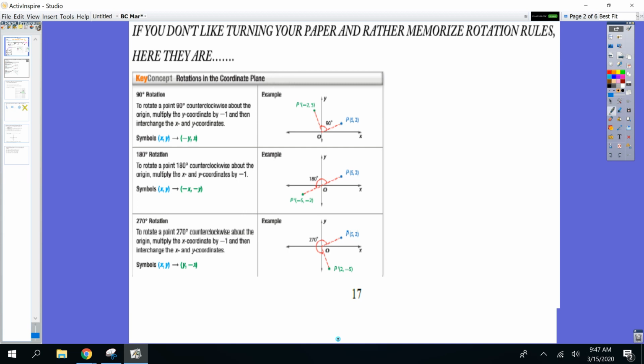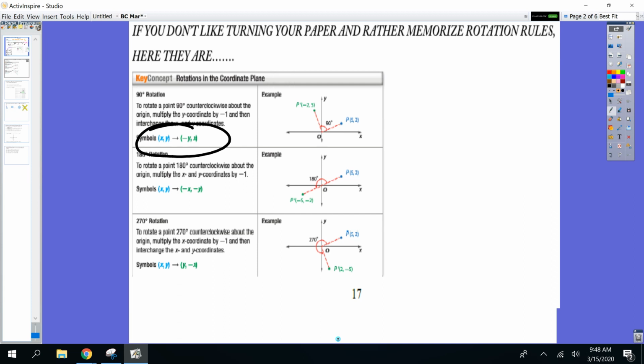So for example, if you ever needed to rotate anything 90 degrees counterclockwise, there's the rule. You take your coordinates, flip them, and change the sign on the y. I just think it's a lot to remember. I've given you guys some reflection rules for through y equals x and y equals -x. I just think it's a lot to remember, so that's why I like turning the paper. But if you want to memorize those three as well, feel free.